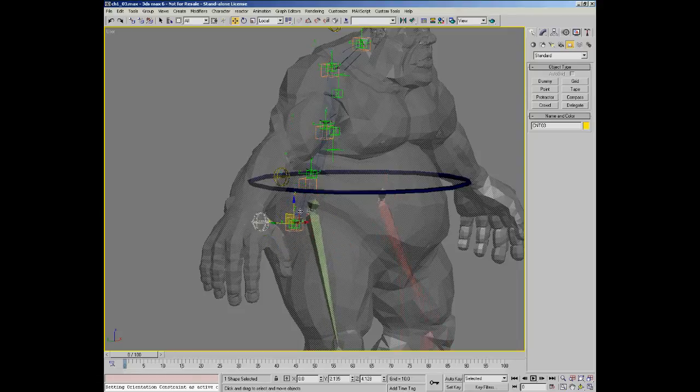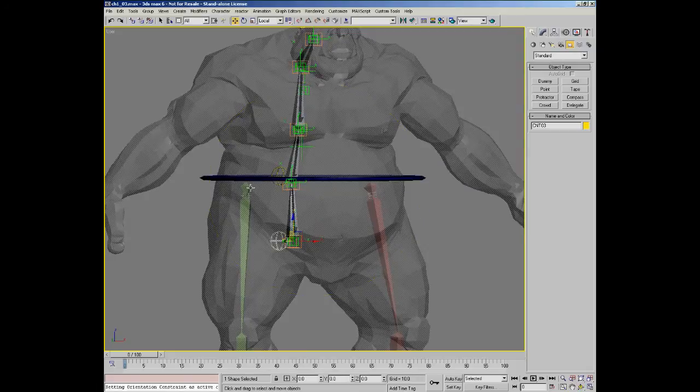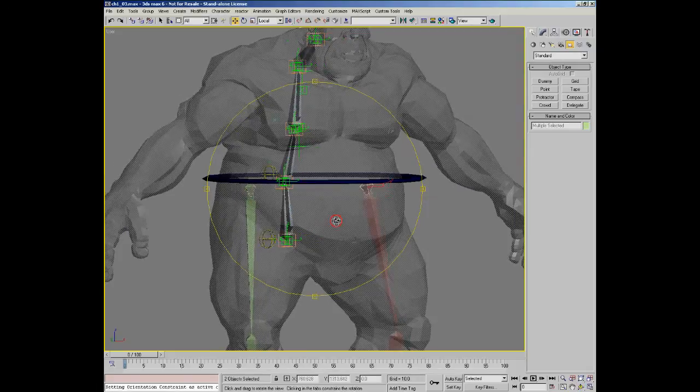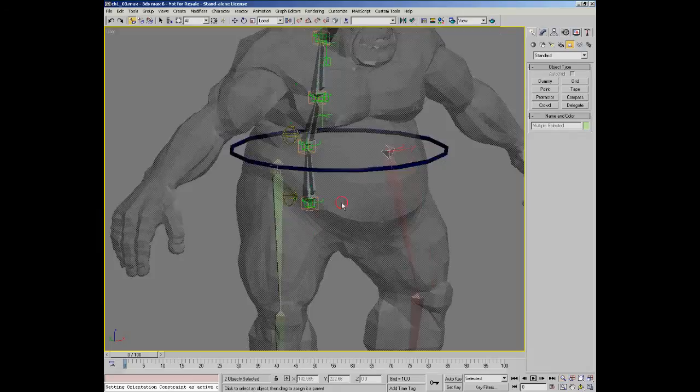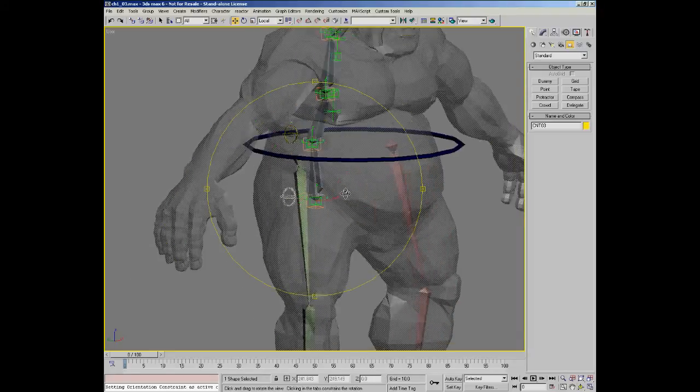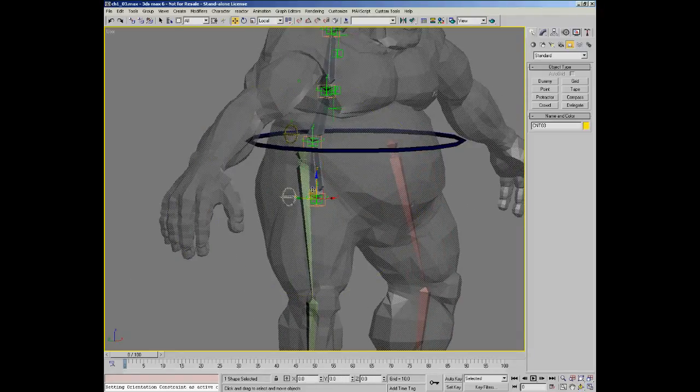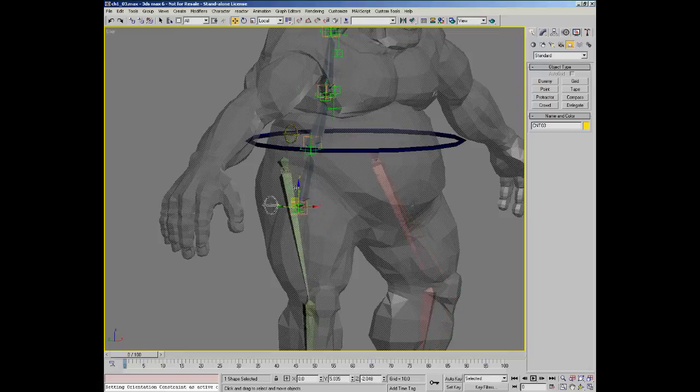This can get us some strange results when we move it forward and backwards, though. So another thing I've found works well is actually directly linking up to the point helper instead, and they don't tend to try and rotate with the bone, forcing the legs into some strange positions where you don't want them to be.